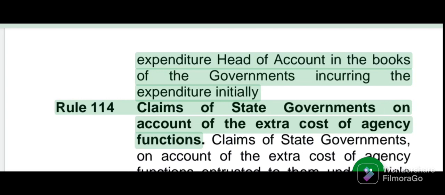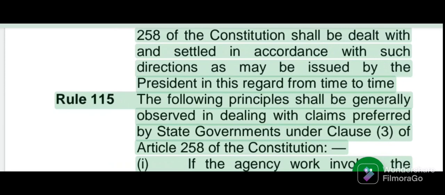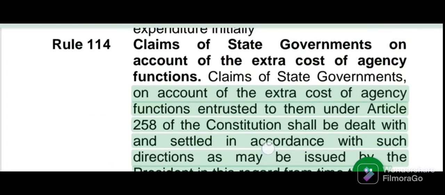Rule 114: Claims of state governments on account of the extra cost of agency functions. Claims of state governments on account of the extra cost of agency functions entrusted to them under Article 258 of the Constitution shall be dealt with and settled in accordance with such directions as may be issued by the President in this regard from time to time. Rule 115: The following principles shall be generally observed in dealing with claims preferred by state governments under Clause 3 of Article 258 of the Constitution.